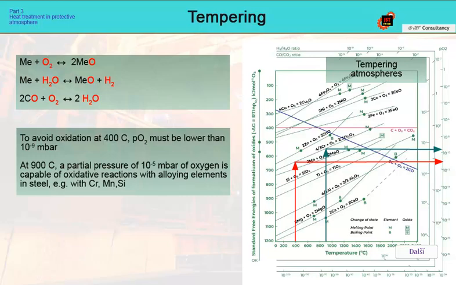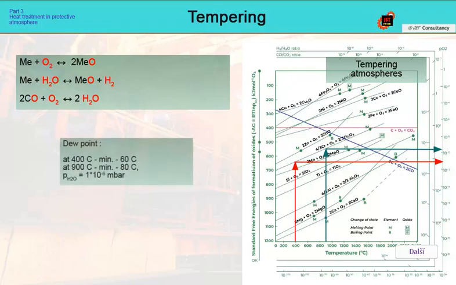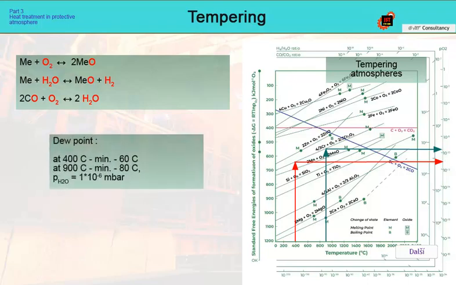The same applies to water vapor. The dew point for 400 degrees Celsius should be -60, for 900 degrees Celsius up to -80, representing water partial pressure less than 10⁻⁶ millibars. The sensitivity of the atmosphere to oxygen or water vapor is therefore significant.